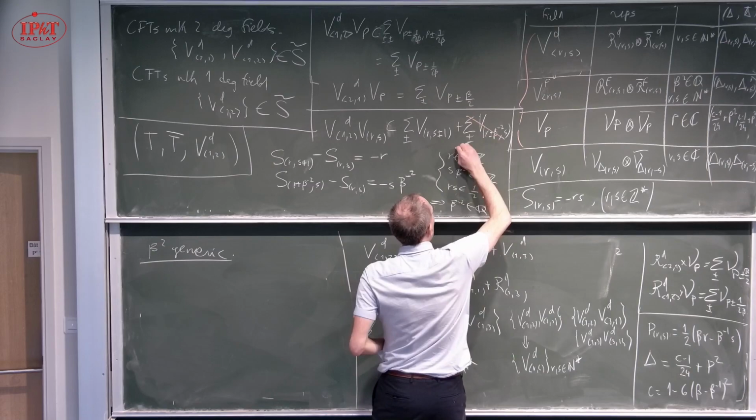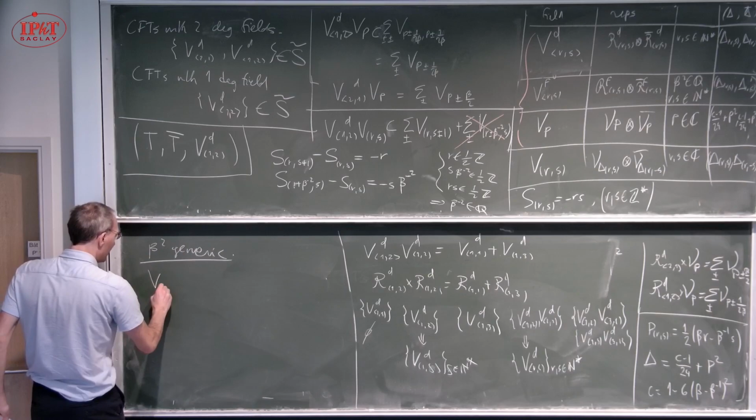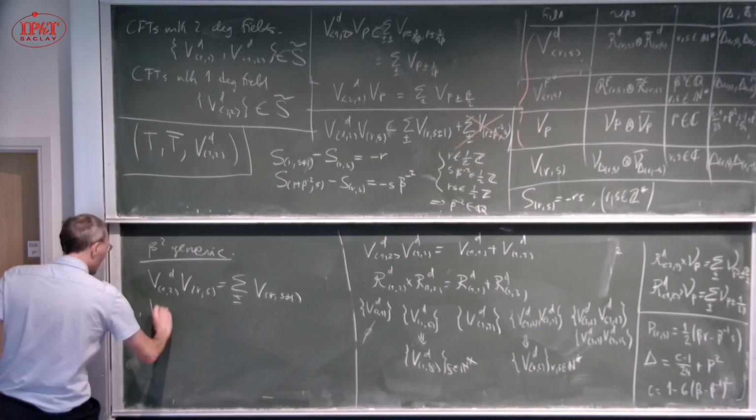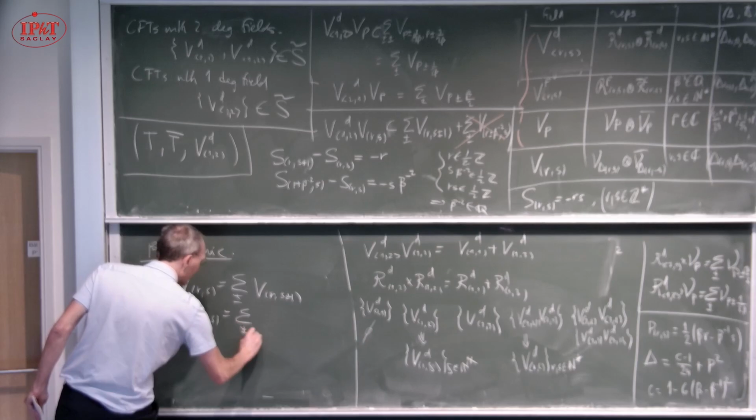And we are left with V12 S equals sum VR S plus or minus 1. And similarly, V21 RS equals VR plus minus 1 S.